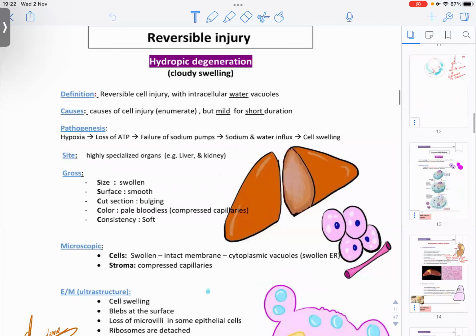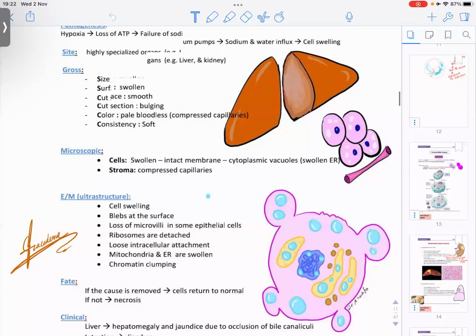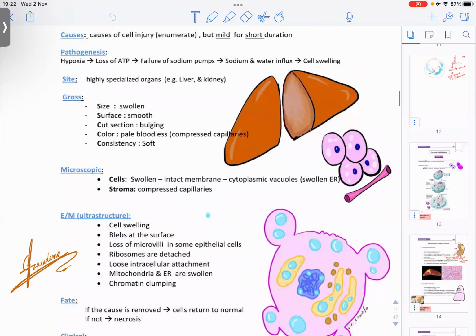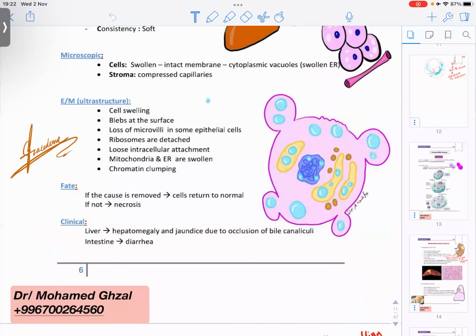And we explained the whole hydropic degeneration: the cause, the definition, the site, the microscopic feature, the electron microscopic feature, and the fate. Of course, the fate is that if we remove the cause, the cell will return back to normal.